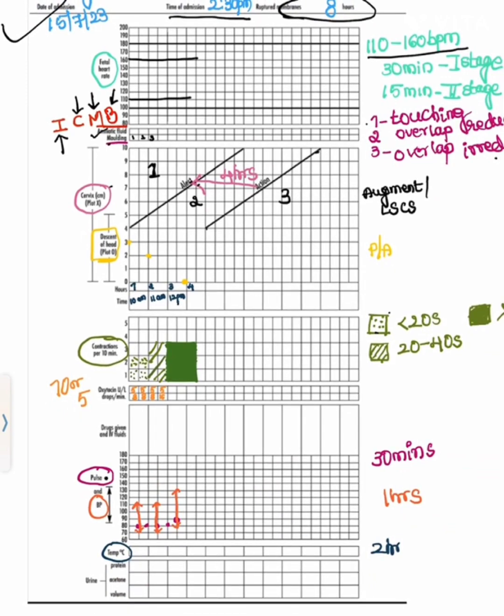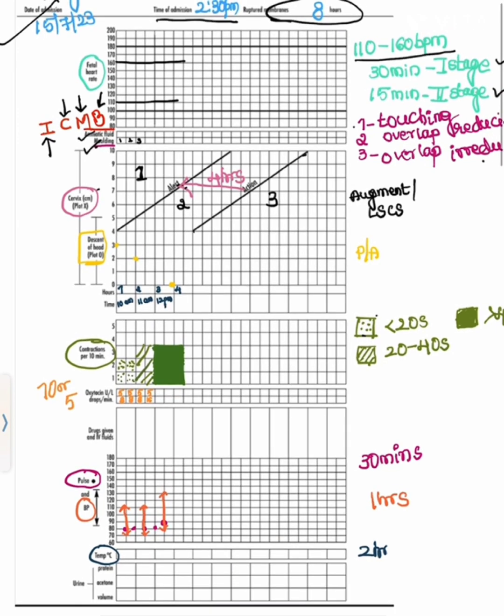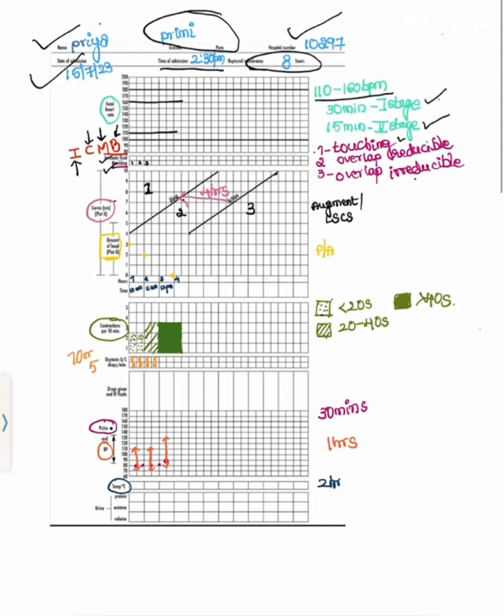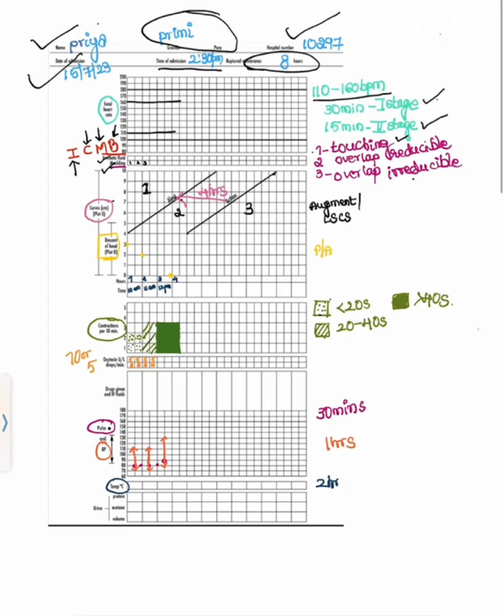Then comes the marking of the molding of the head. Molding is nothing but the relationship of the skull bones with each other. If the skull bones or the parietal bones are just touching each other, we'll mark it as grade 1 molding. If parietal bones overlap and it is reducible, then it is grade 2 molding. If the parietal bones overlap and it is irreducible, then it is grade 3 molding, which we mark here.